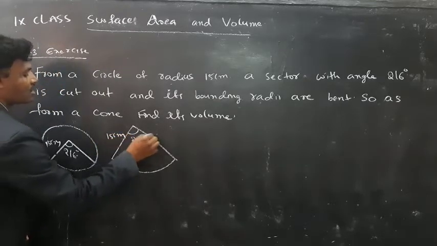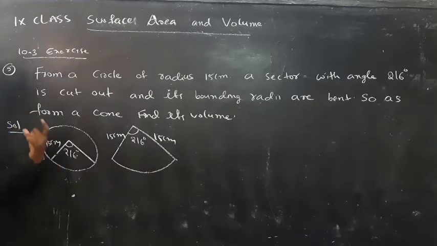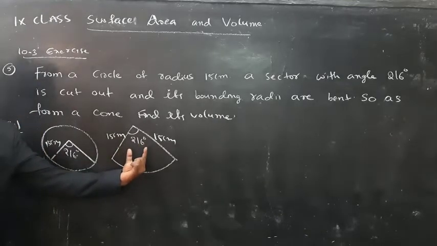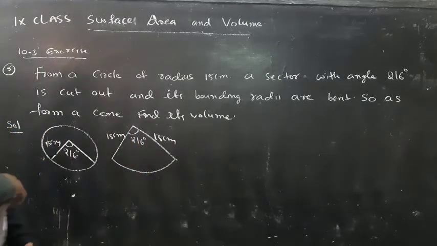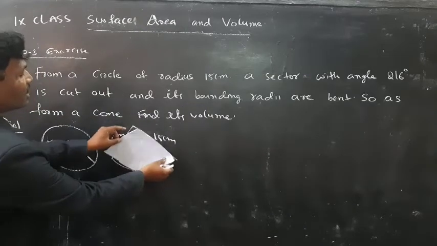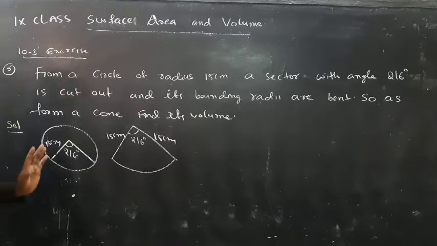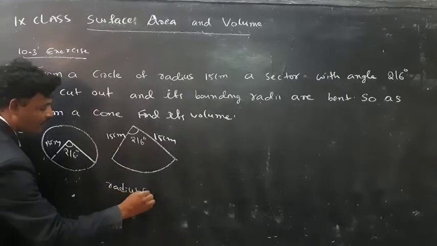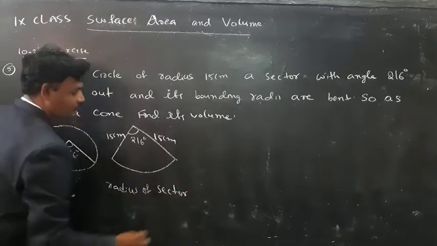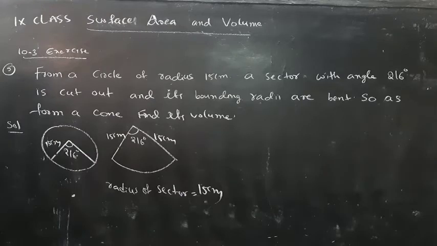Here, the radius of the circle is nothing but 15 centimeters. So one sector with an angle of 216 degrees is cut and removed from the circle, like this. Its bounding radii are bent. Now, first of all, the radius of the sector is equal to 15 centimeters.